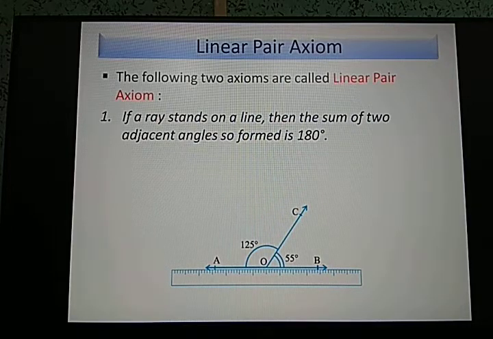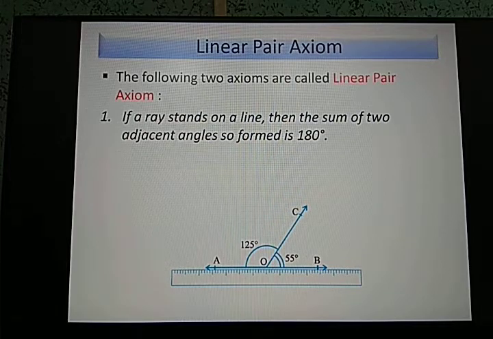So which are the adjacent angles here? Yes, BOC and AOC. These are the two adjacent angles. And their sum will be equal to 180 degree. This is what the first axiom says. So obviously here you can see if we measure it, here BOC is 55 degree, AOC is 125 degree. And their sum will be equal to 180 degree.